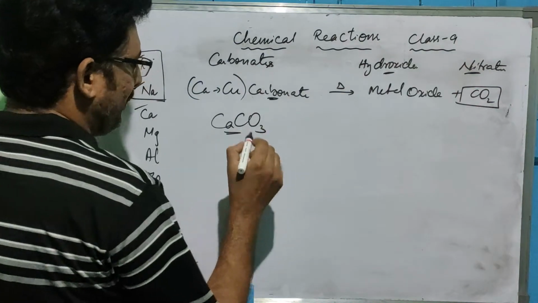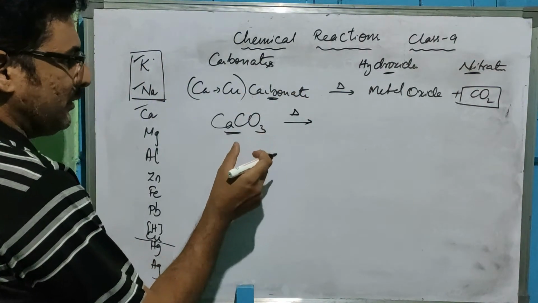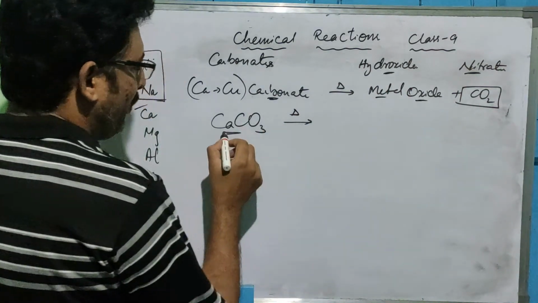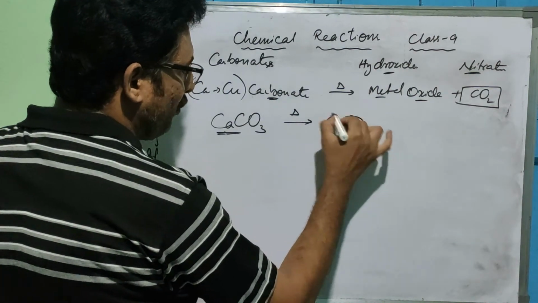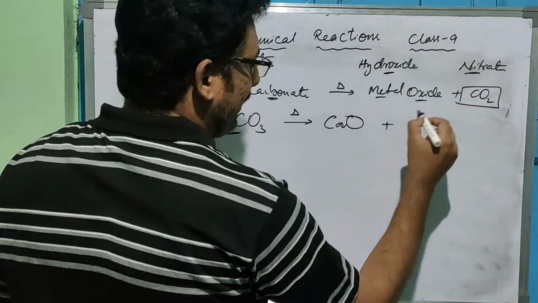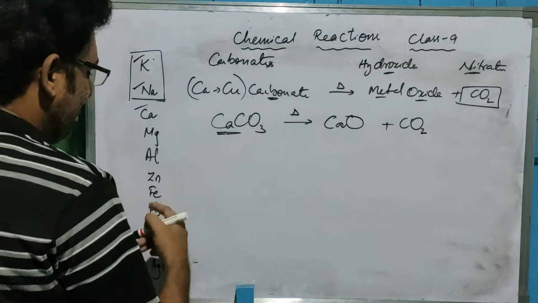Let's take calcium carbonate, CaCO3, and heat it. What are the products you are going to get here? A metal oxide. What is the metal here? Calcium. So you will get the oxide of calcium. The formula of calcium oxide is CaO, plus, along with that, you will get carbon dioxide, CO2. Right? And take any other metal.